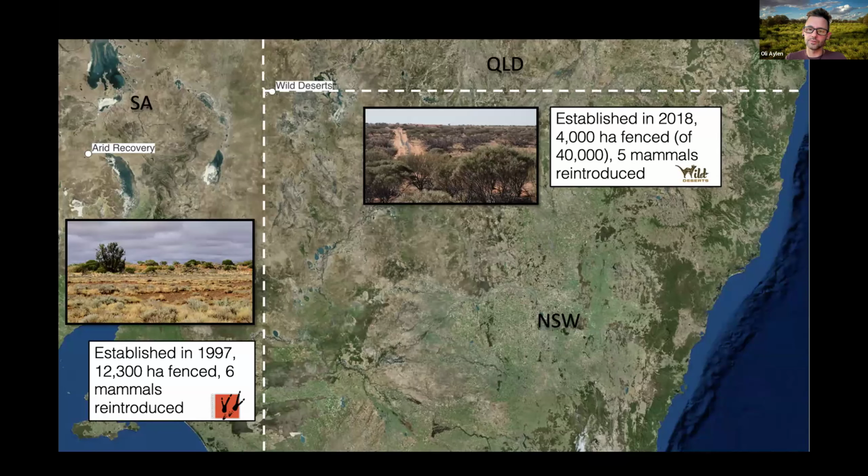Wild Deserts has much more of these mulga dunes. The mulga is an arid specialist tree. It's across most of Australia. Whereas Arid Recovery is a lot more shrubs and sparser tree cover. However, the main difference that we're looking at here is the age of the reserve. Wild Deserts has only been established since 2018, whereas Arid Recovery has been established since 1997. So that's one factor that we wanted to look into, how long the reserves have been established.